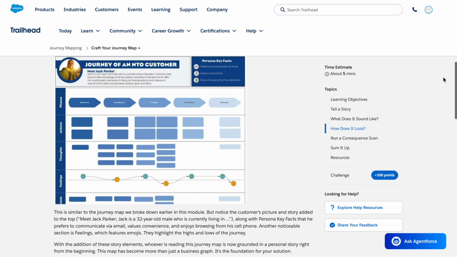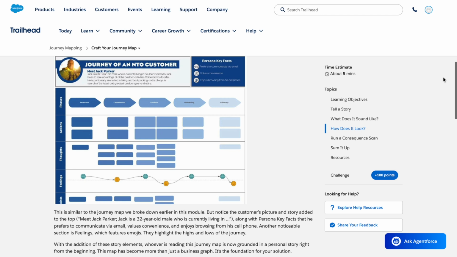This is similar to the journey map we broke down earlier in this module, but notice the customer's picture and story added to the top. Meet Jack Parker. Jack is a 32-year-old male, along with persona key facts that he prefers to communicate via email, values convenience, and enjoys browsing from his cell phone.